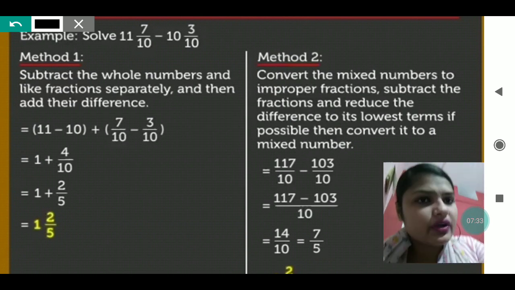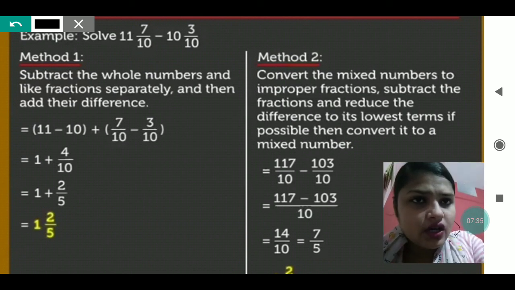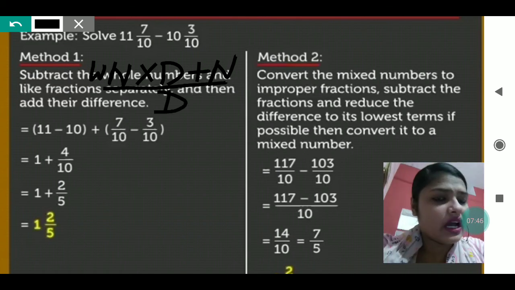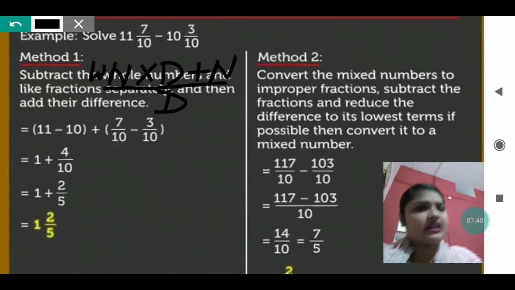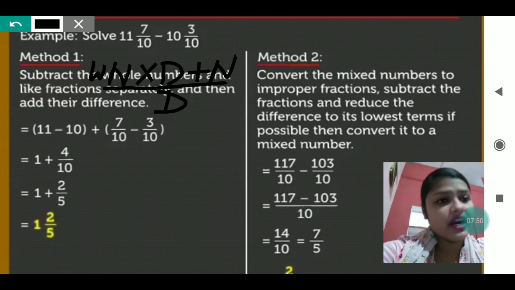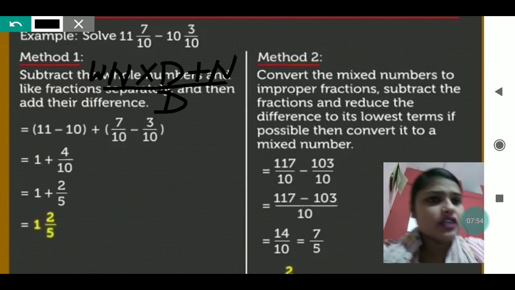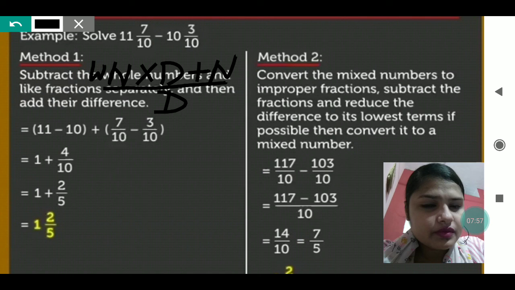So what is the formula to convert? The formula is whole number into denominator plus numerator, by denominator. This is the formula. On the basis of this formula, we can convert any number from mixed fraction to improper fraction. So what we will do here? Just see.